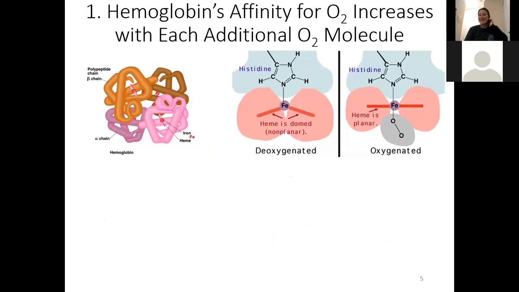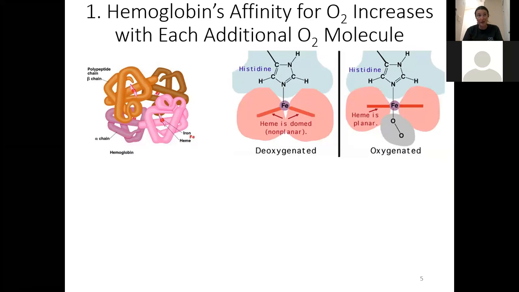All right, so let's dive into this a little bit more. Hemoglobin's affinity for oxygen increases with each additional oxygen molecule. What this is showing us is that if we zoom in on this heme here, when one oxygen molecule binds to one heme, it physically changes the shape of the hemoglobin molecule. And in doing so, it opens up the rest of these subunits to increase their affinity for oxygen.